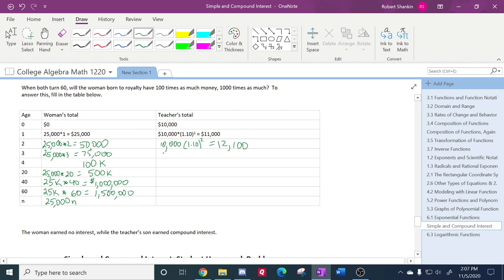Okay, so we're going to keep that pattern going. Now compare these. She's got 75,000. It's only up to 13,000. Just getting clobbered by her savings. And we do it again.